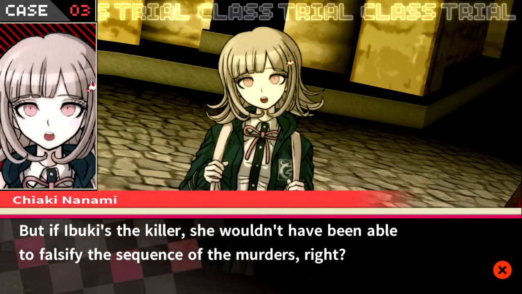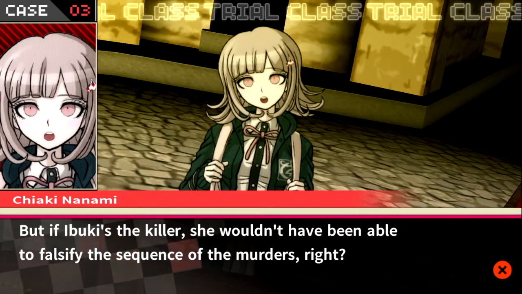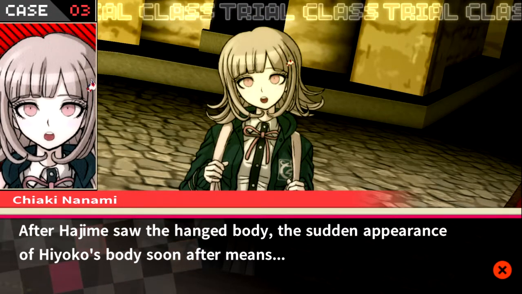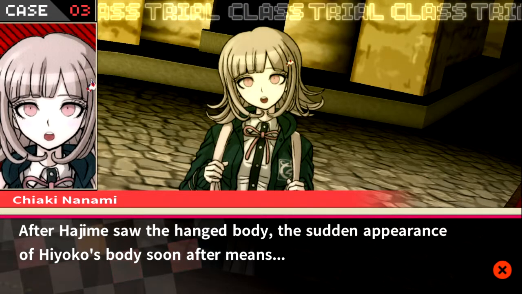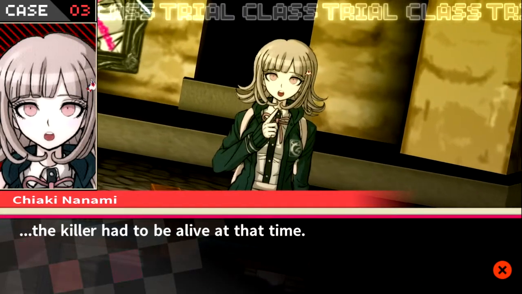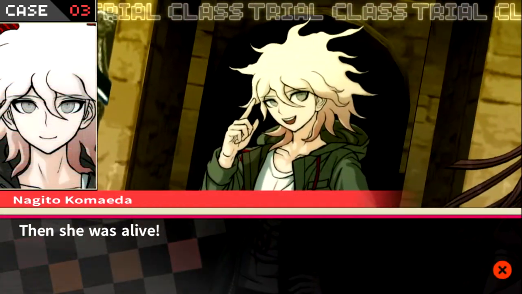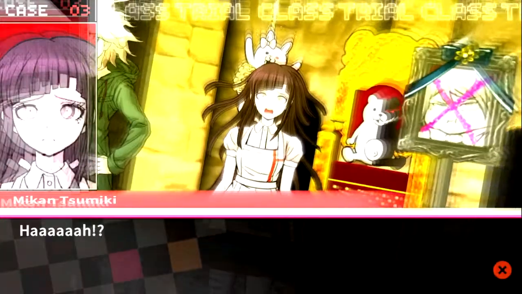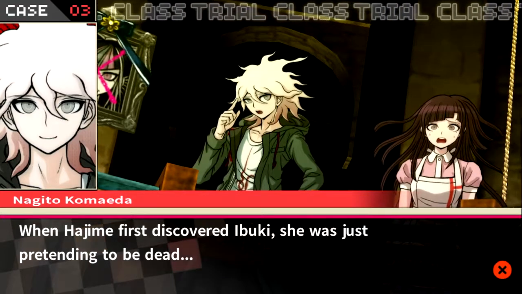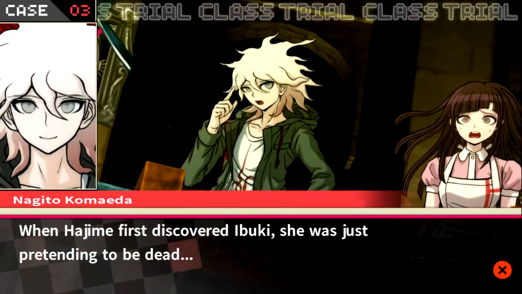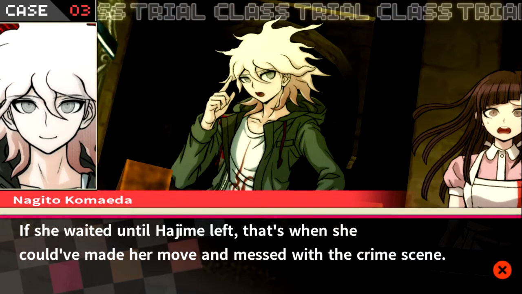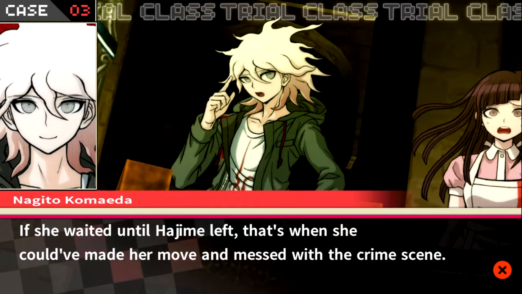Wait, why wouldn't she have been able to? After Hajime saw the hanged body, the sudden appearance of Hyoko's body soon after means the killer had to be alive at that time. Derp, I'm dumb. Then she was alive. When Hajime first discovered Ibuki, she was just pretending to be dead. If she waited until Hajime left, that's when she could have made her move and mess with the crime scene.